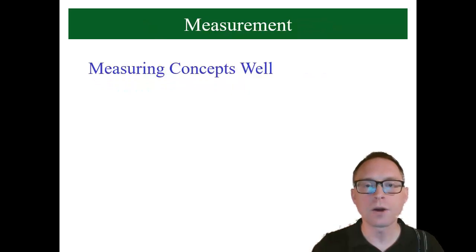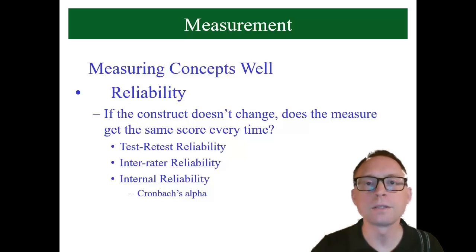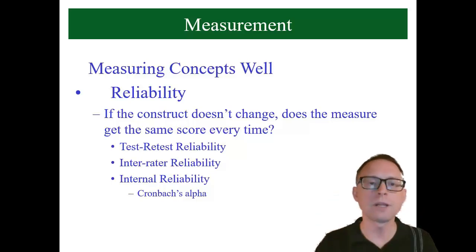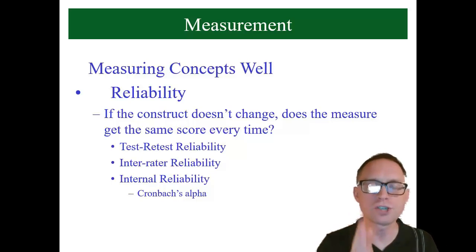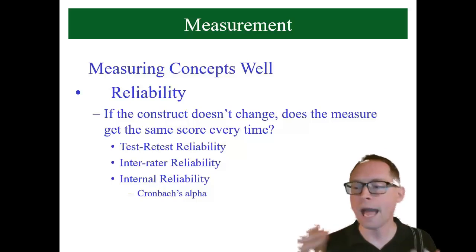When we are talking about concepts, remember, we need to talk about validity, but there's another concept as well. It's called reliability. Reliability means not just that we're actually measuring what we claim to measure. That's validity. Reliability is if the construct doesn't change. So remember, in Oprah's, we were measuring the construct of happiness.